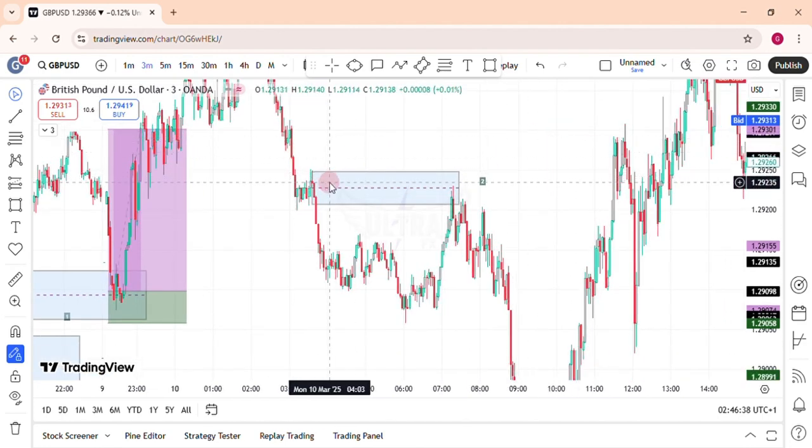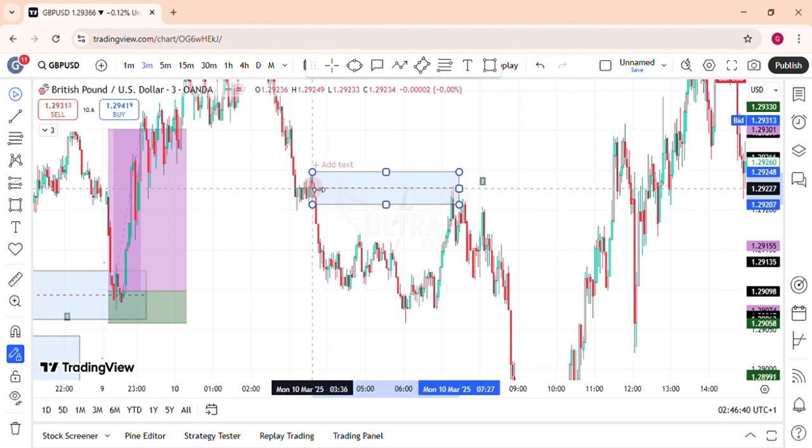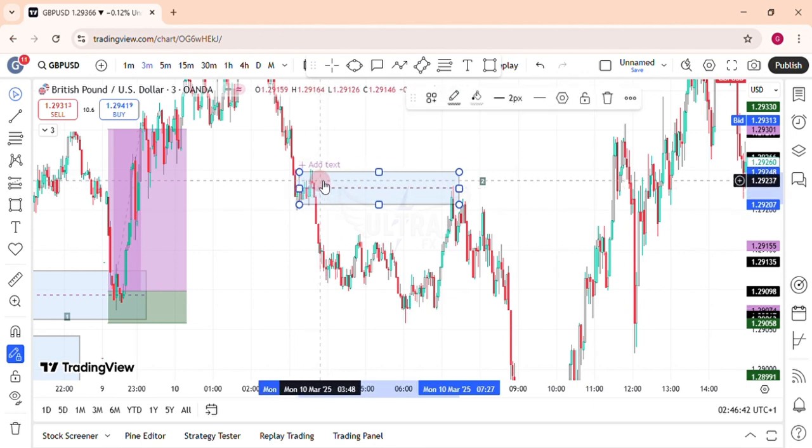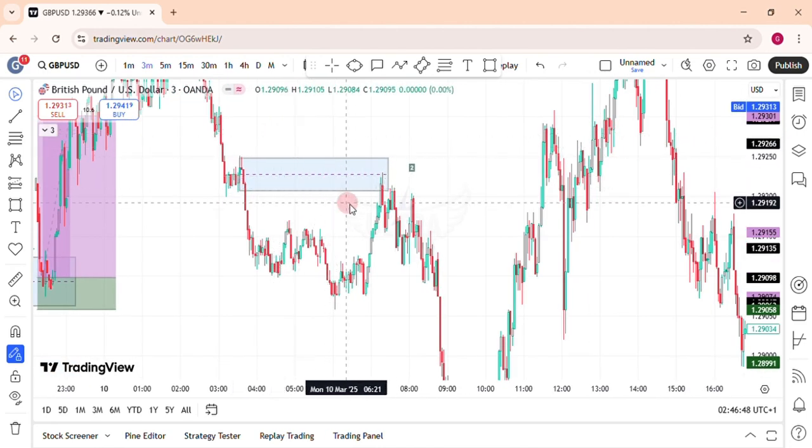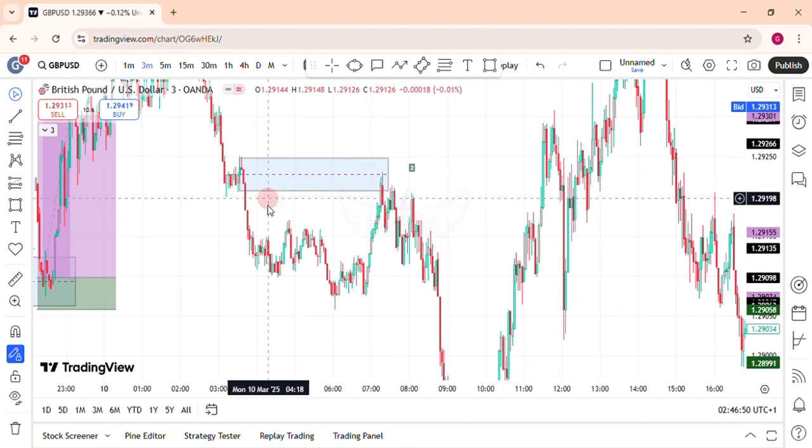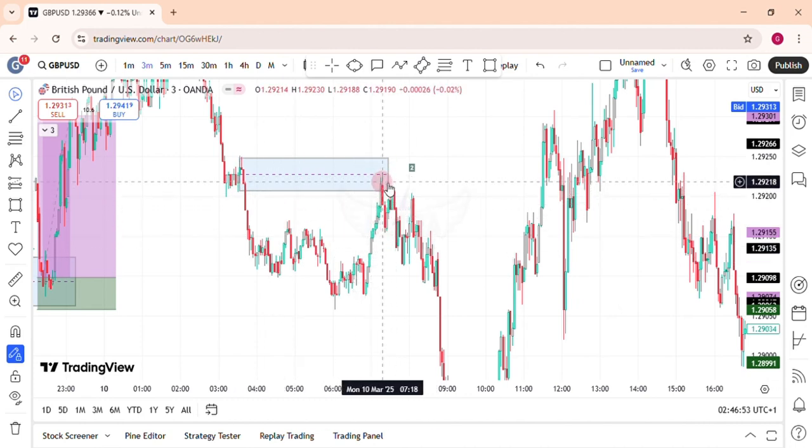This is our fair value gap. As price comes down, it created a supply, and this supply has a fair value gap right here. And when price comes back to this area, what do we look for? We look for our break of market structure.